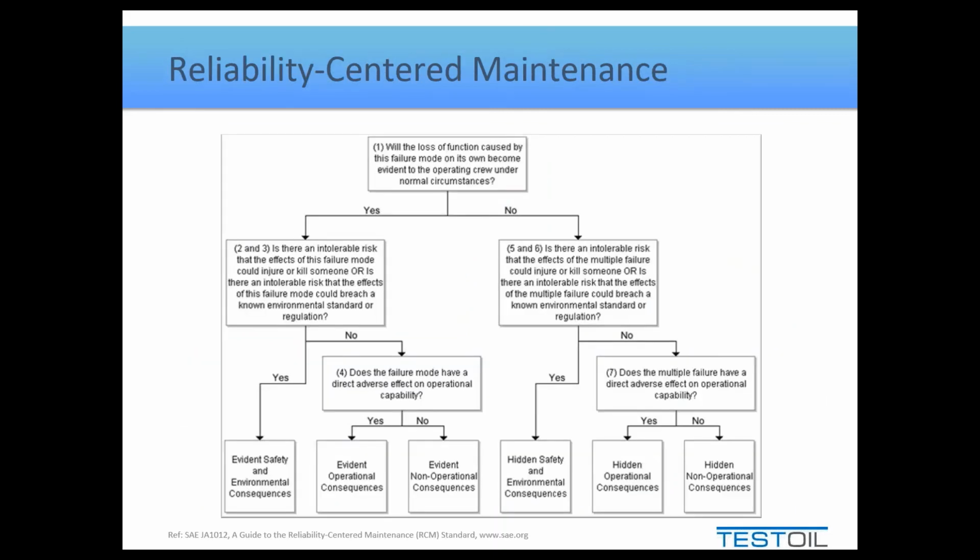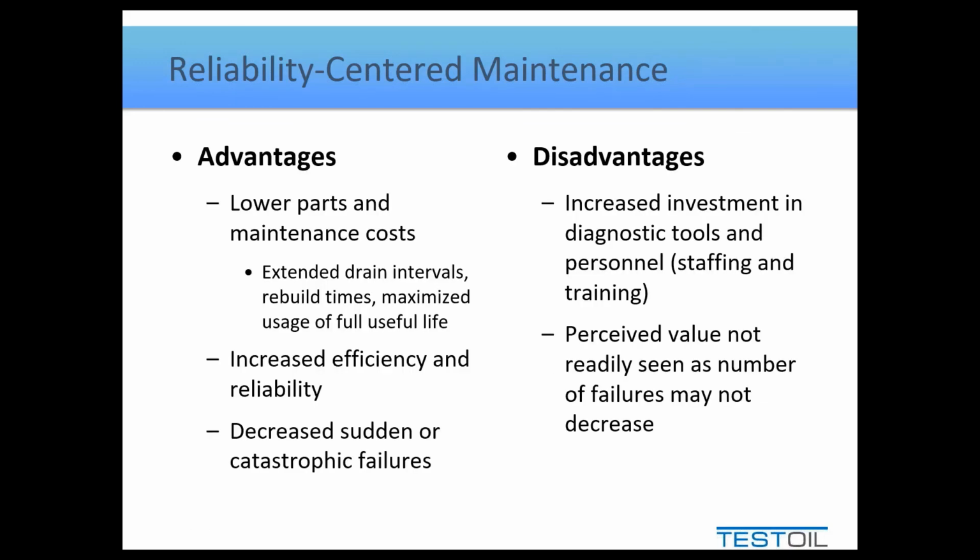The JA1012 is, like I said, the user guide to the previous 1011. It's got the same 7 questions on here. They're just structured into a flowchart method. Makes it a bit easier to follow and makes it a bit easier to see where you come out in the end. But in summary, RCM really has the best advantages of all and the least costly disadvantages.